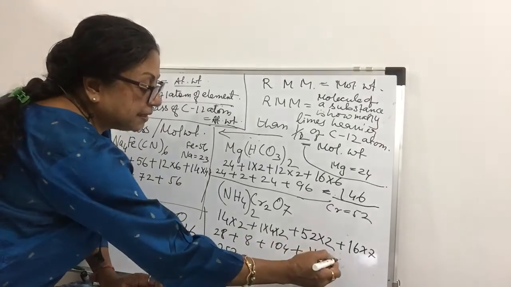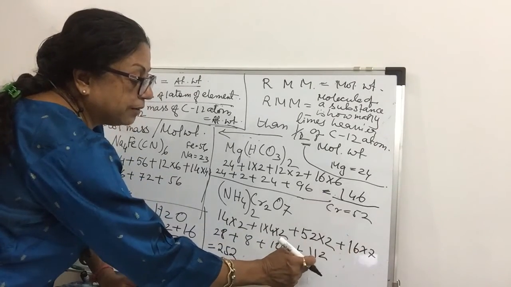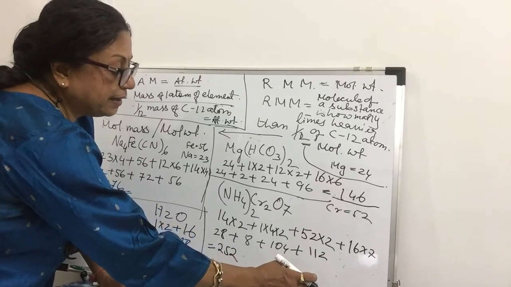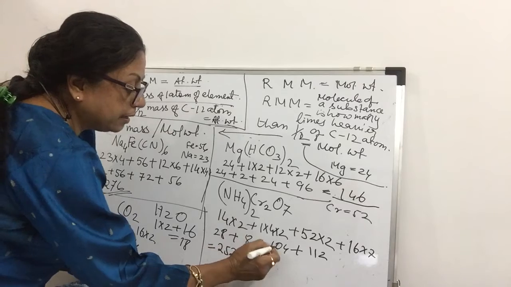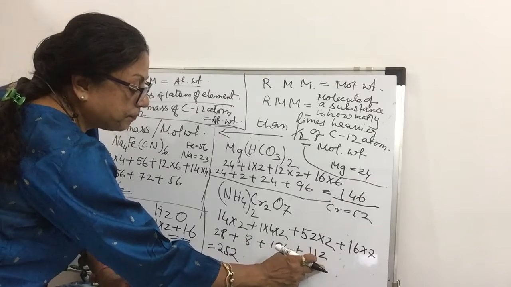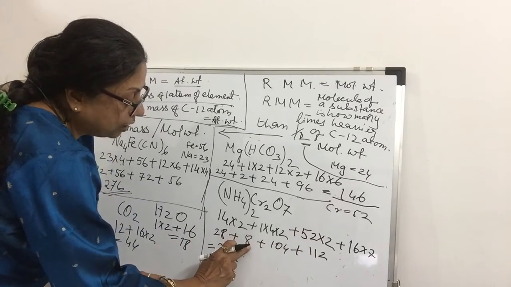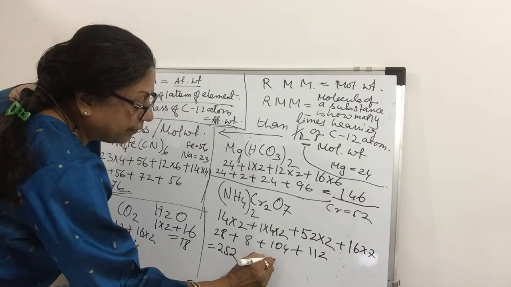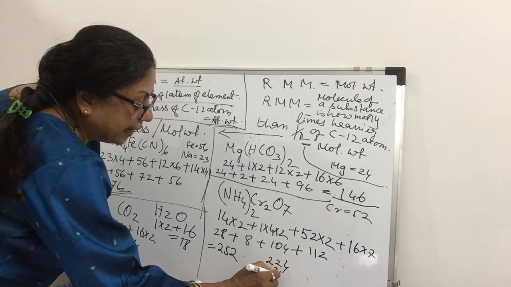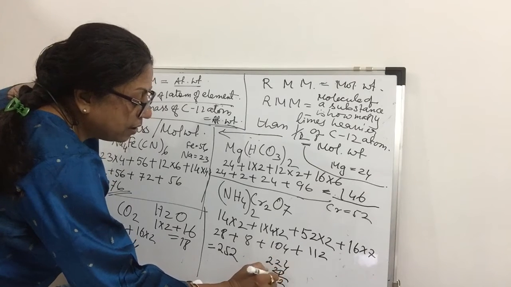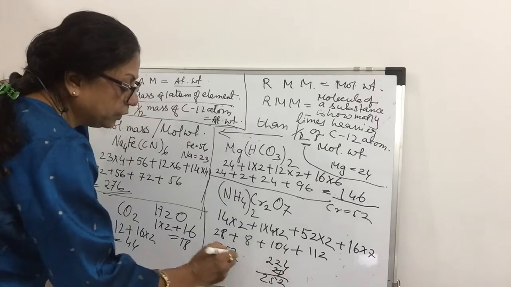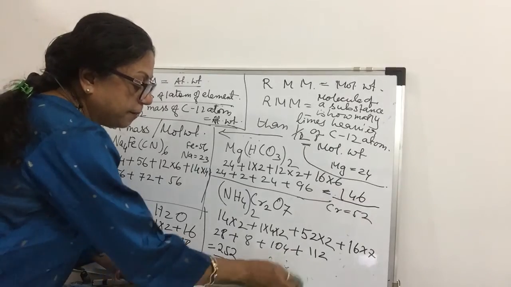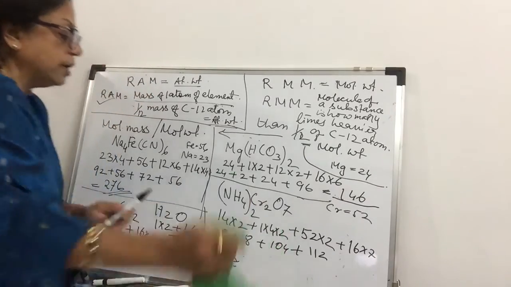So here this will be 16 into 7 is 112. 6 7s are 42, 2 4 7s are 7, 10, 11. So here 112, correct. 16 plus 4 is 20, 24. So 112, 224 and 28. So we got 252, which is the molecular weight of ammonium dichromate. So this is how you find it out.